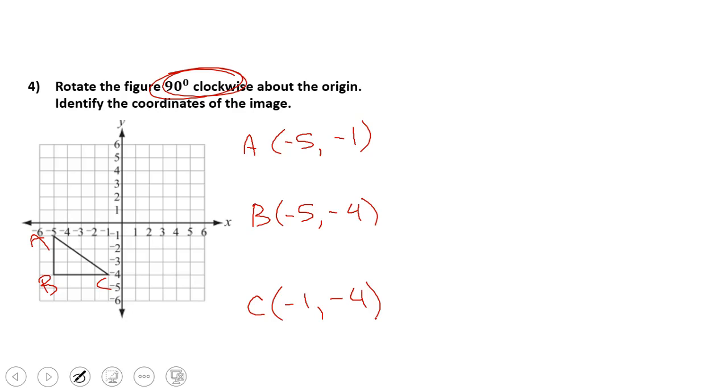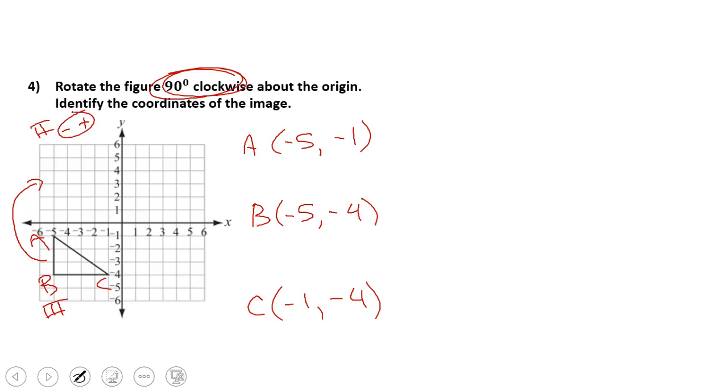So I'm going to take this clockwise, going like a clock. That means I'm going this direction. And when I go 90 degrees in that direction, I'm going from quadrant 3, and I'm rotating up to quadrant 2. I know my signs in quadrant 2 are negative, positive. So I know my signs are going to be negative, positive.